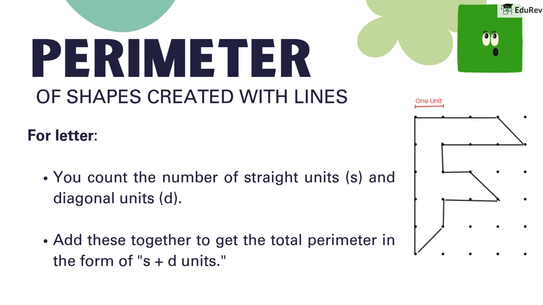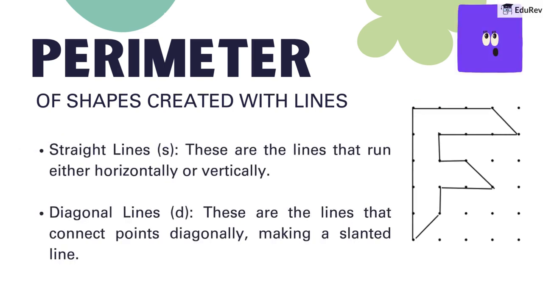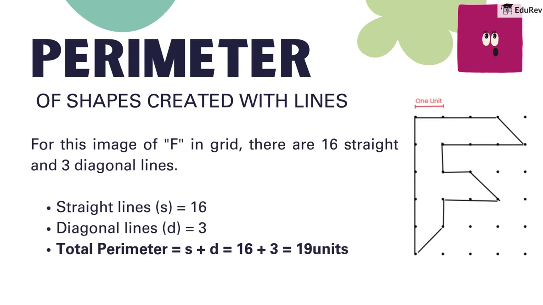Add these together to get the total perimeter in the form of S plus D units, where straight lines are the lines that run either horizontally or vertically, whereas diagonal lines are the lines that connect points diagonally, making a slanted line. For example, for this image of F in grid, there are 16 straight and 3 diagonal lines. So the total perimeter is equal to S plus D is equal to 16 plus 3 equals 19 units.